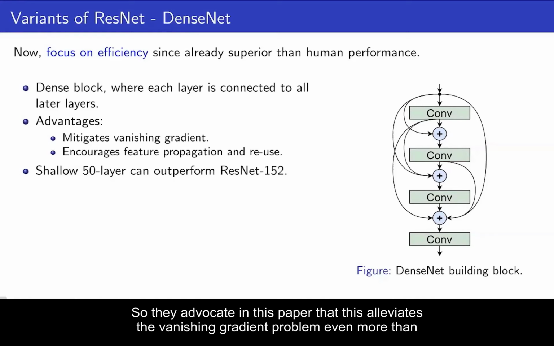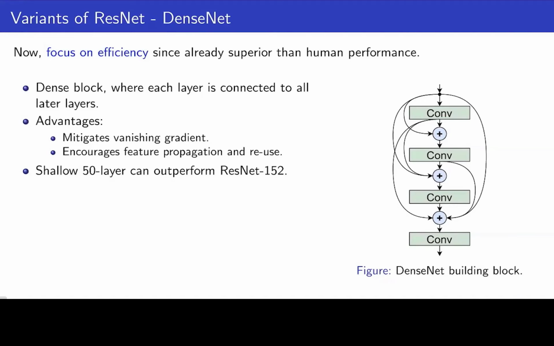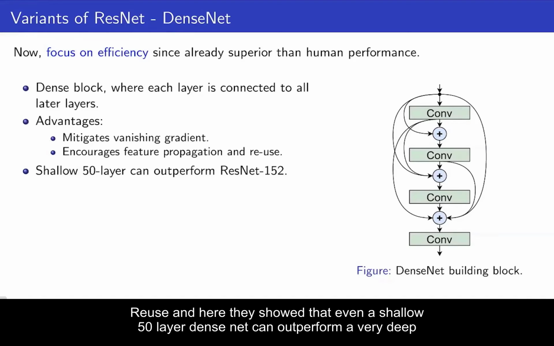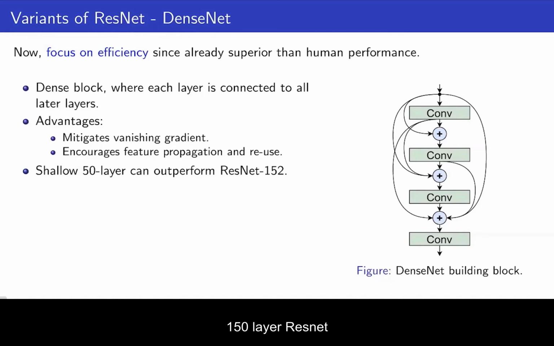So they advocate in this paper that this alleviates the vanishing gradient problem even more than ResNeXt, because now you have these dense connections which strengthen the feature propagation as well as the feature reuse. And here they showed that even a shallow 50-layer DenseNet can outperform a very deep 150-layer ResNet.